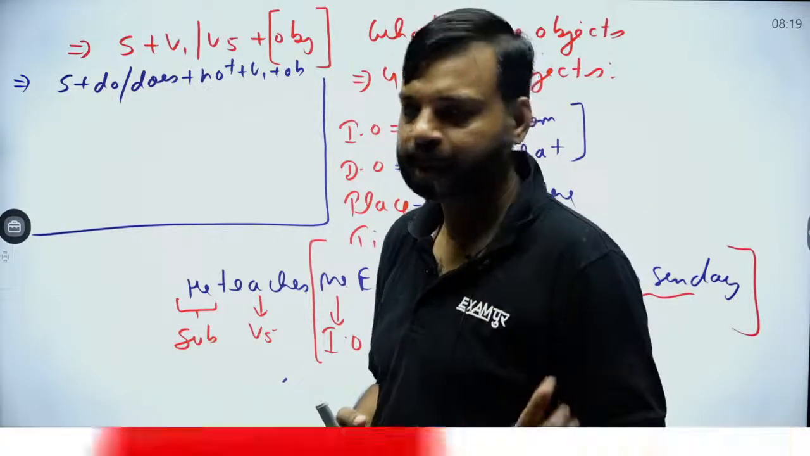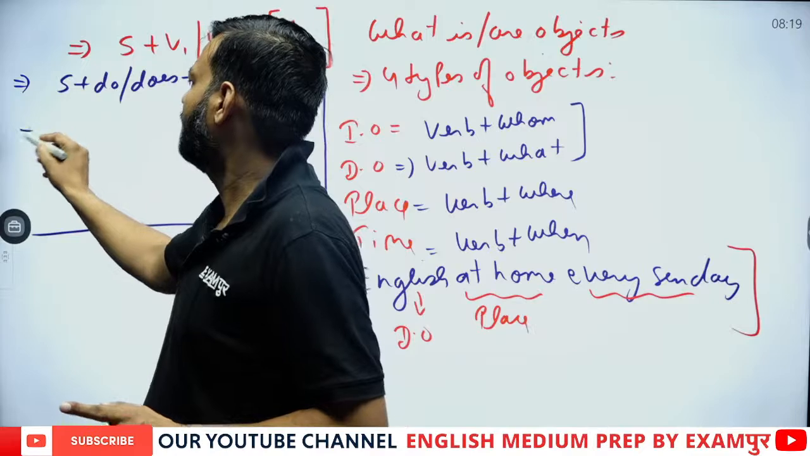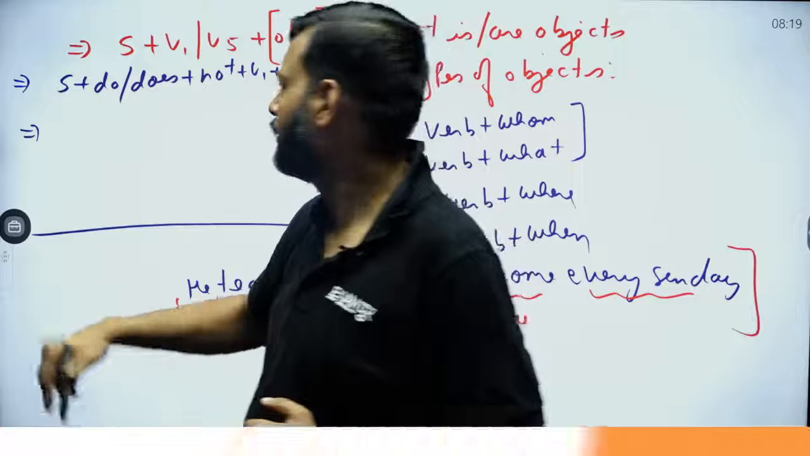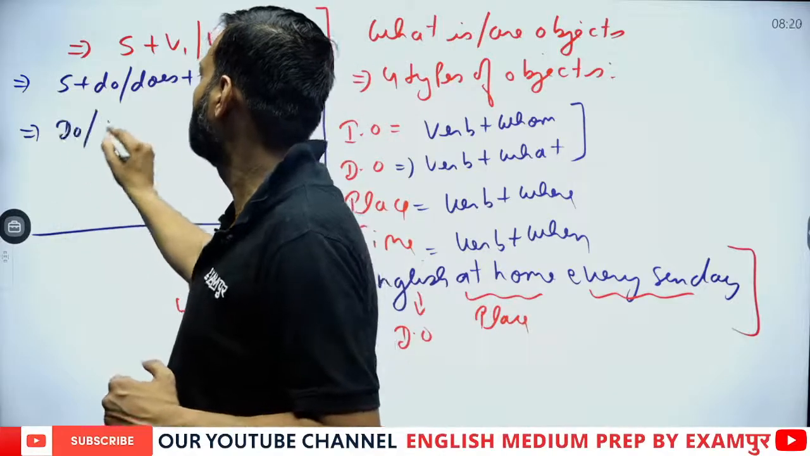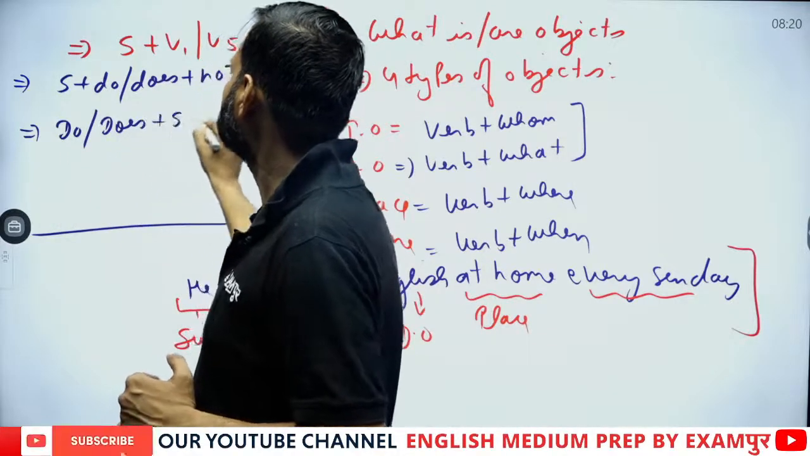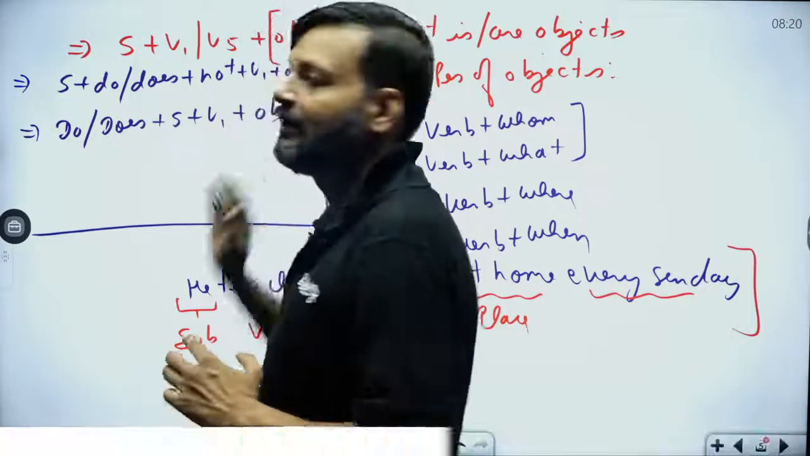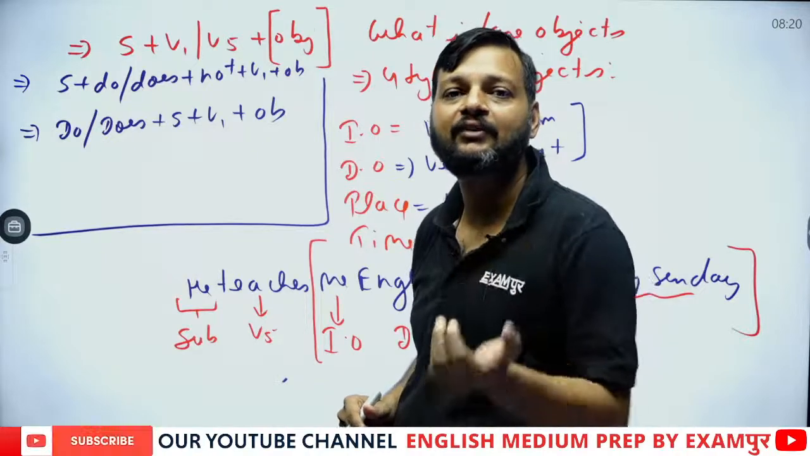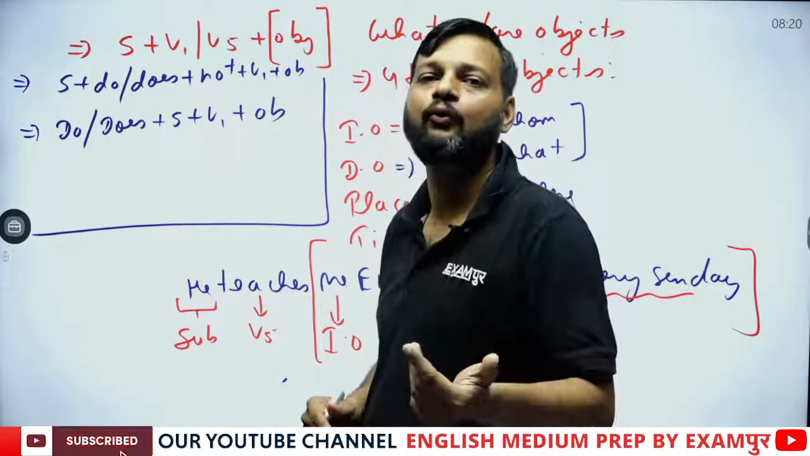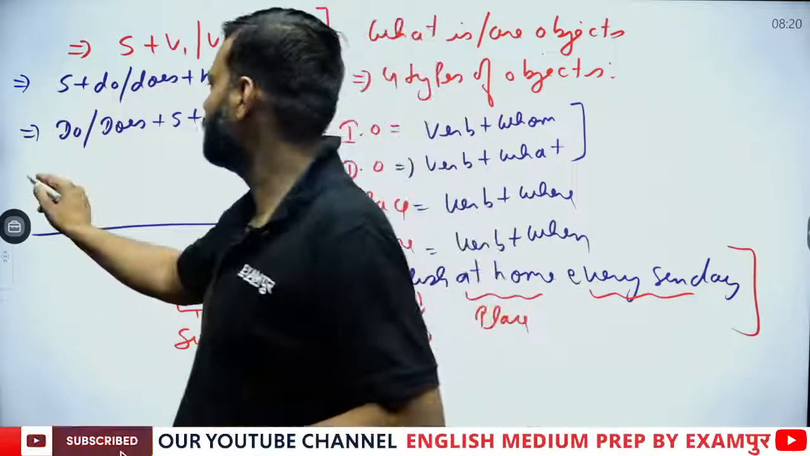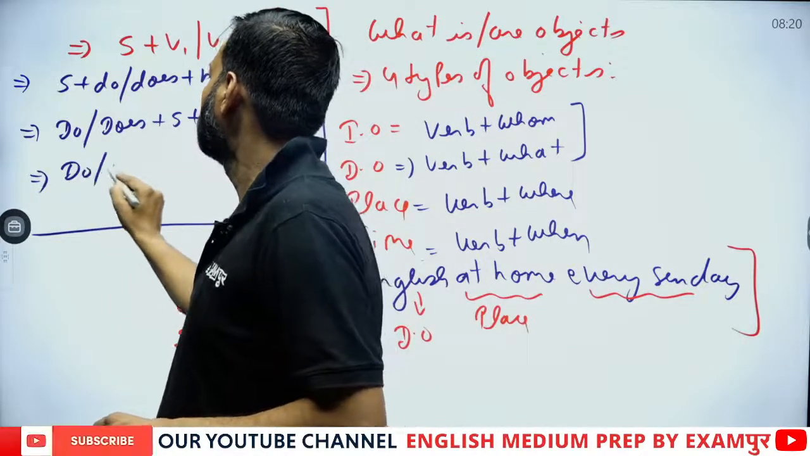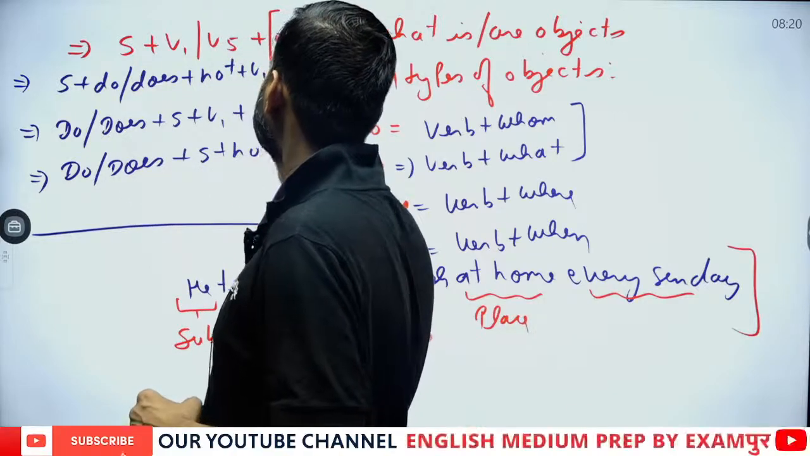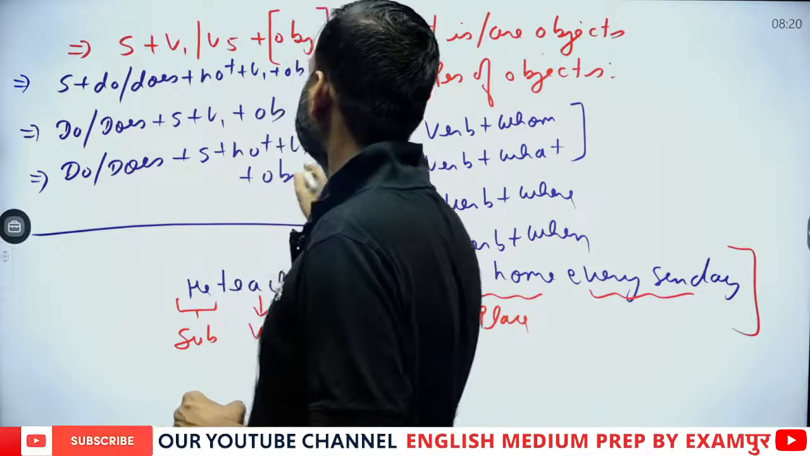If we have to structure an interrogative, the helping verb will come before the subject. So do, does plus subject, first form of verb and object. This is the interrogative structure. One more structure is there, interrogative negative, the sentence which is interrogative and also negative. So the structure would be do, does plus subject plus not, V1 and object.